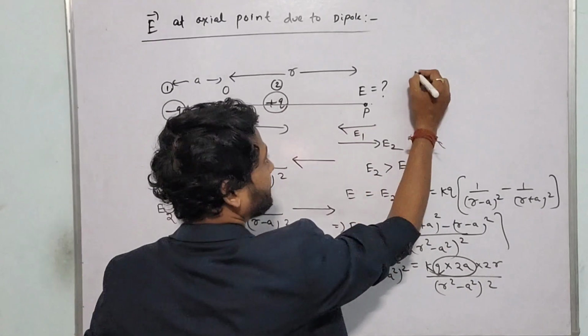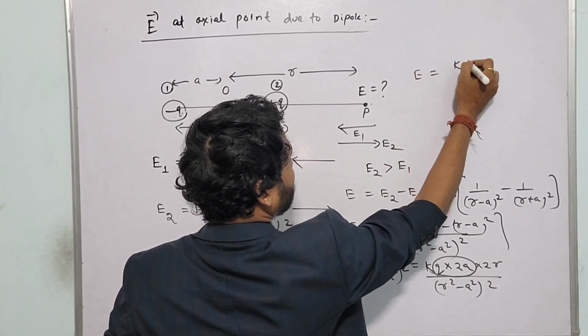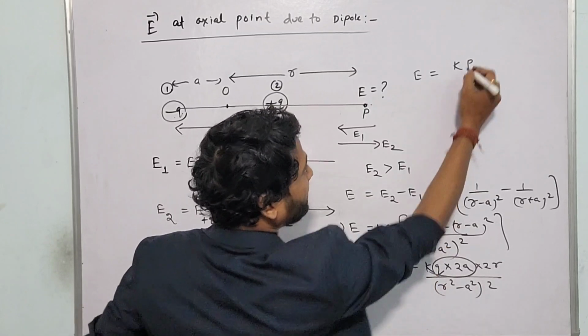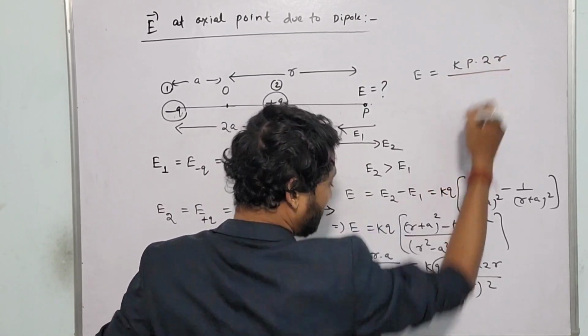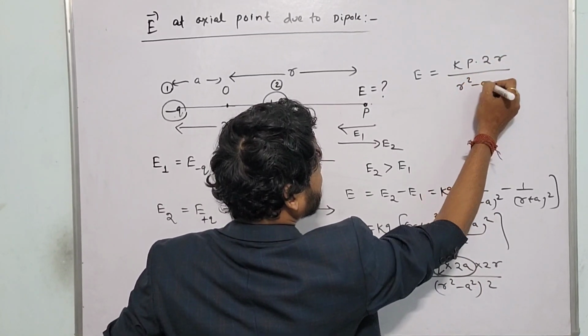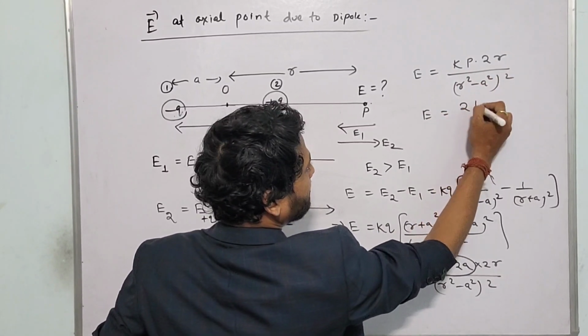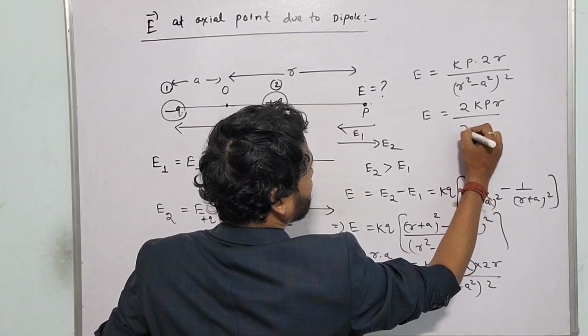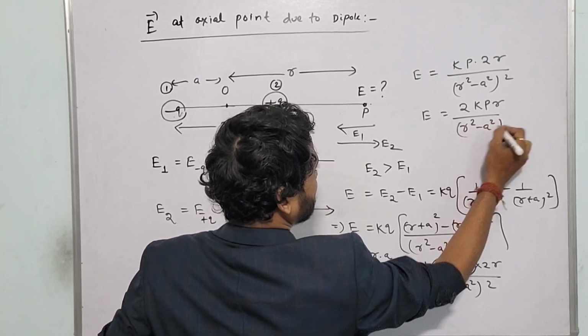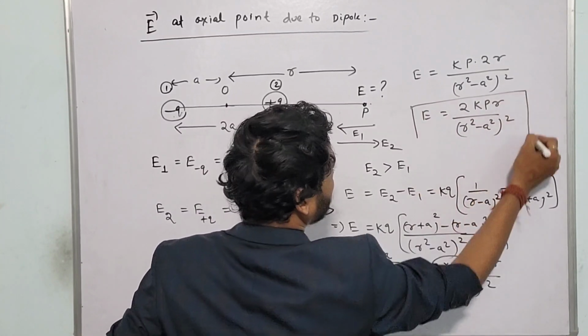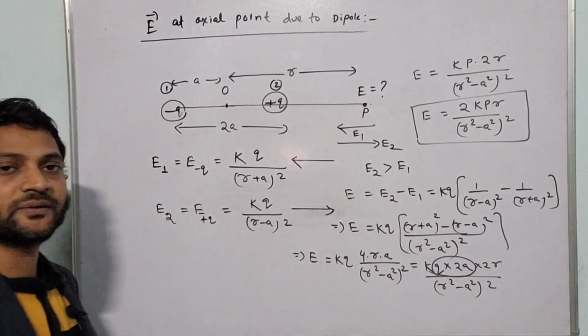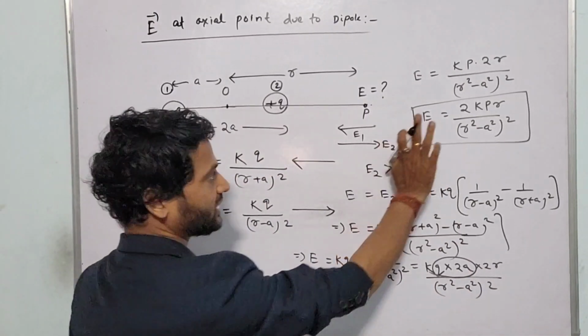So here I am writing, electric field is kp into 2r by r square minus s square whole square. So we can write down 2kpr by r square minus s square whole square. That is the actual formula of electric field intensity.